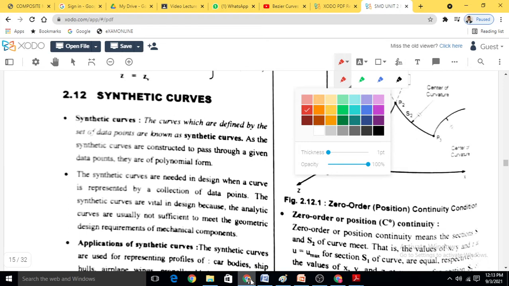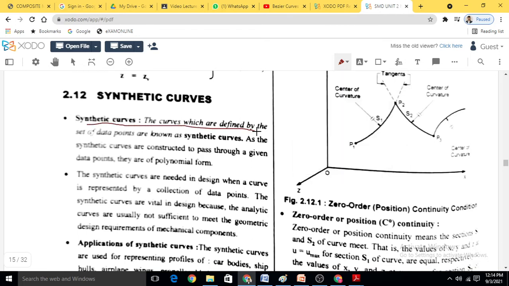Okay, so what is a synthetic curve? The curve which is represented by a number of data points, the curve which is defined by a number of data points, is known as the synthetic curve. The curve is passing through the given data points. See here, as the synthetic curve is constructed to pass through the given data points, it forms a polynomial.